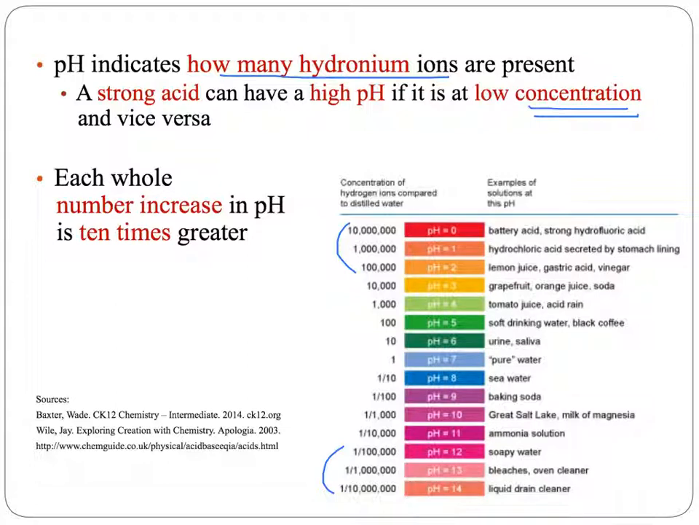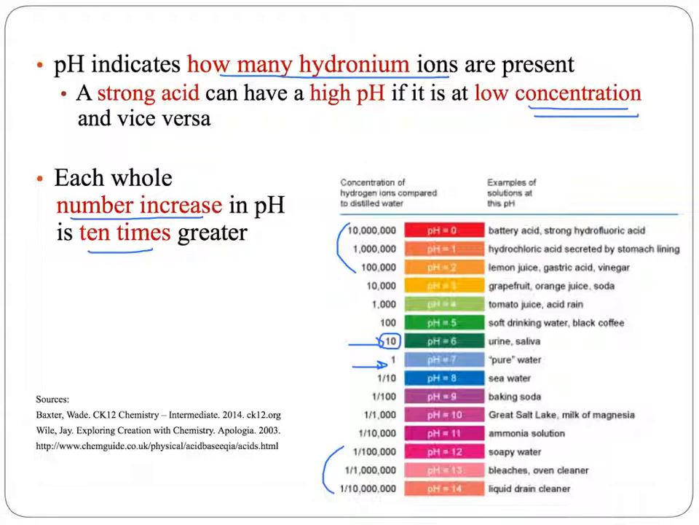That's what really matters. I also wanted to point out that each whole number change in the pH is actually a change of 10 times. So if we start with our pH of 7 in the neutral setting, when we go to a pH of 6, we actually have 10 times more hydronium ions present. So it's an exponential, a logarithmic scale.